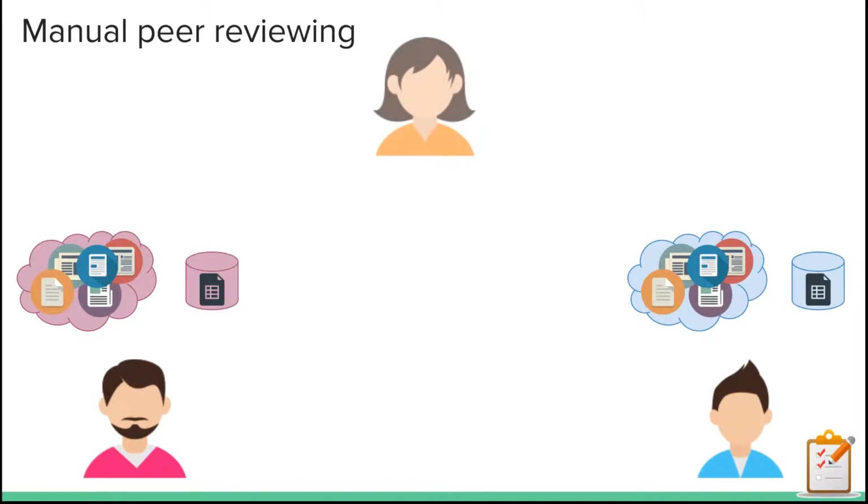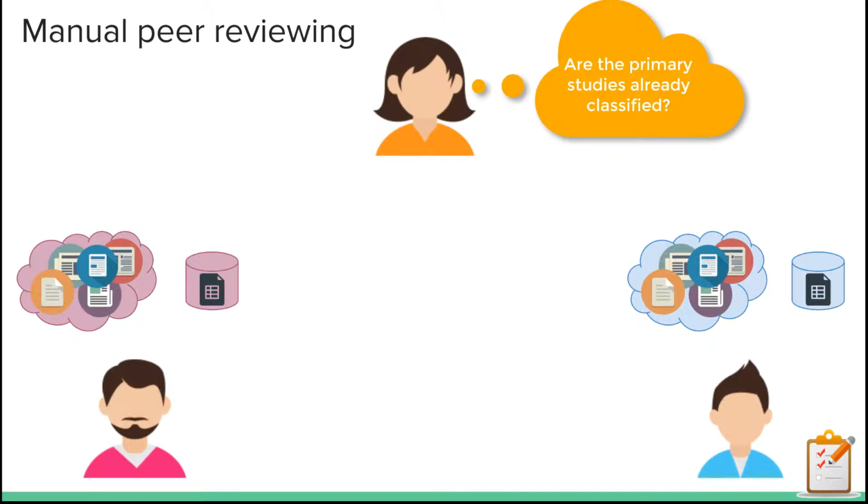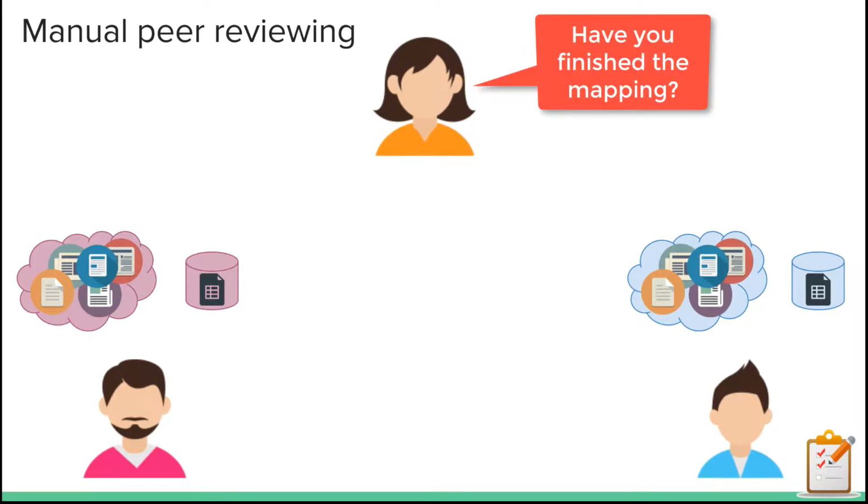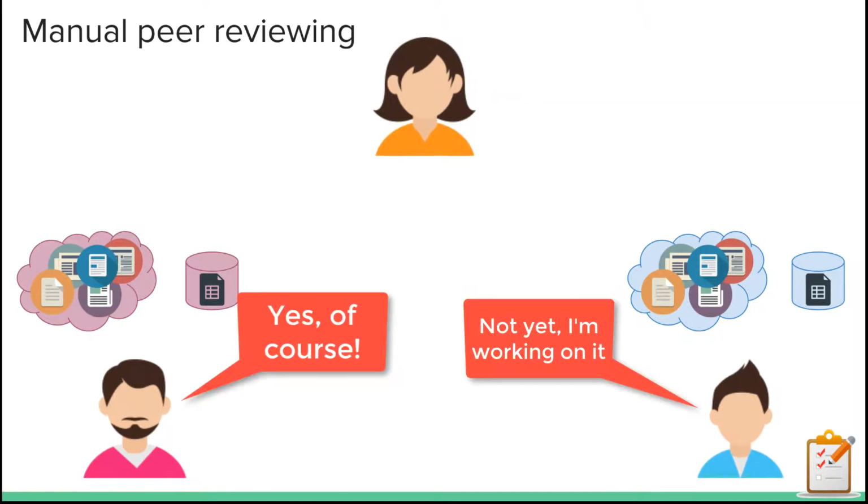The first of the problems of this approach is that Helen does not have an easy way to know the current status of the mapping study. Are the primary studies already classified? Do they have any conflicts where I need to focus? The only way to know the current status is analyzing their spreadsheets or directly asking them about it.